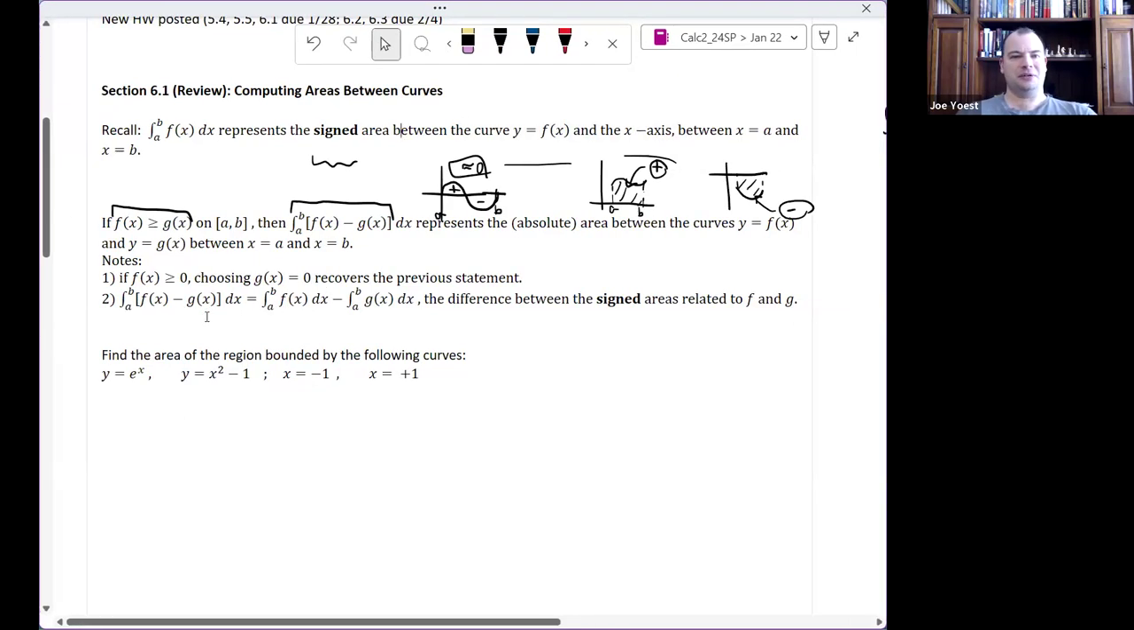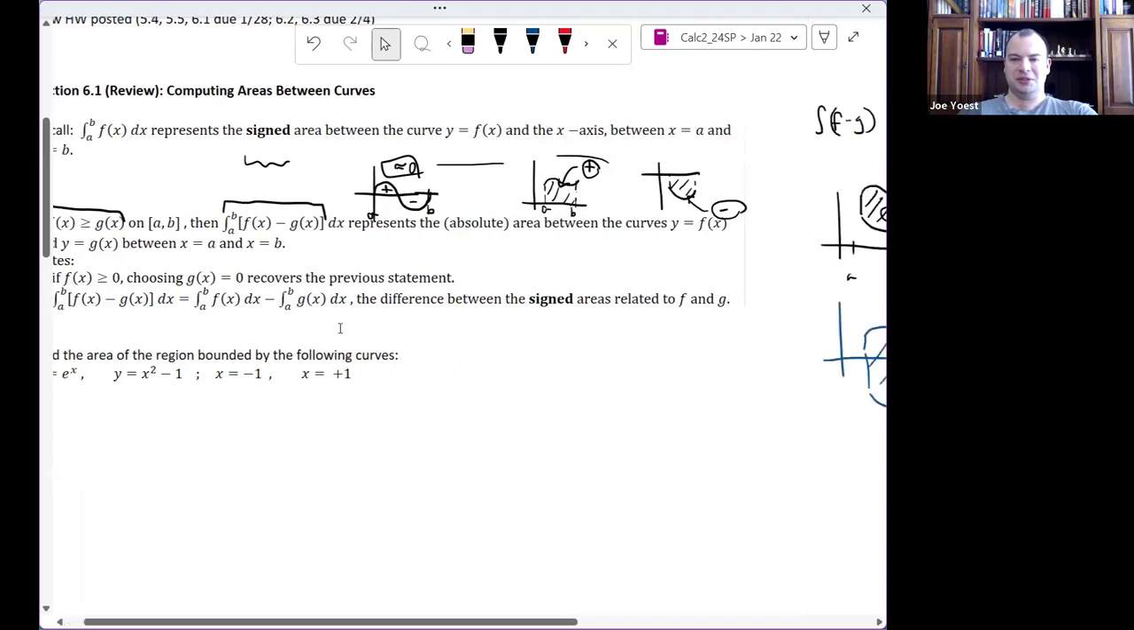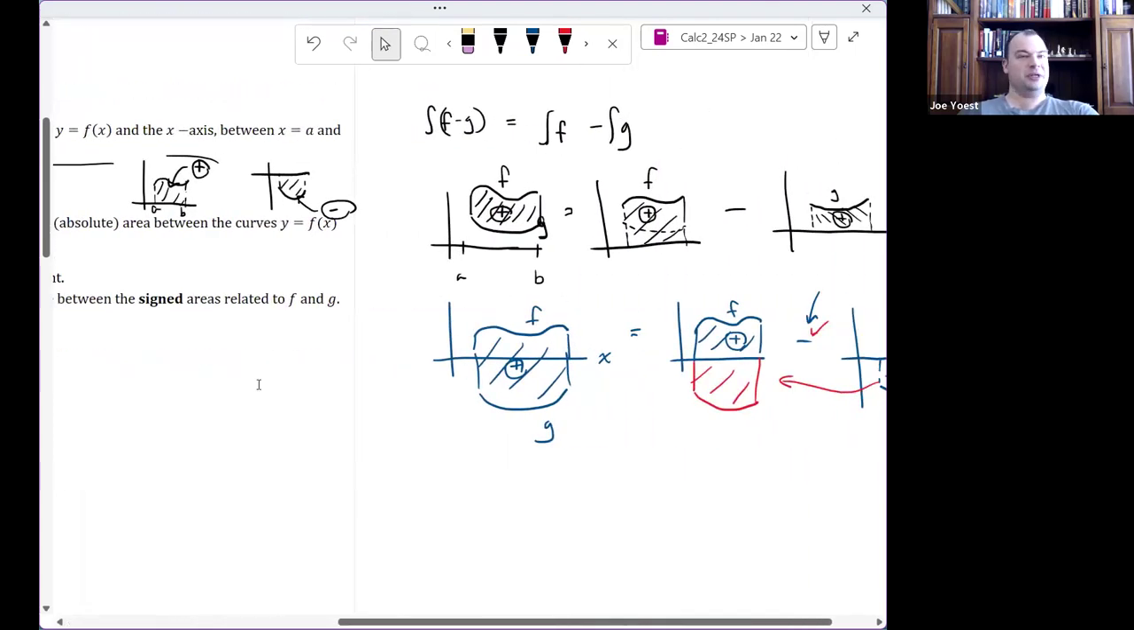So this is a generalization of this basic idea, where we're taking the upper function to be f and the lower function to be g, instead of the upper function to be f and the lower function, in a sense, to be the x-axis. And this is just putting into words and mathematical symbols what I drew in pictures over here.